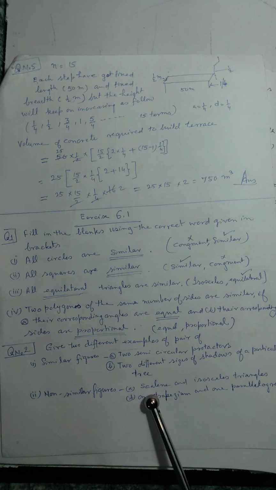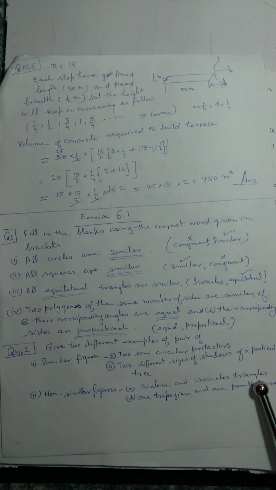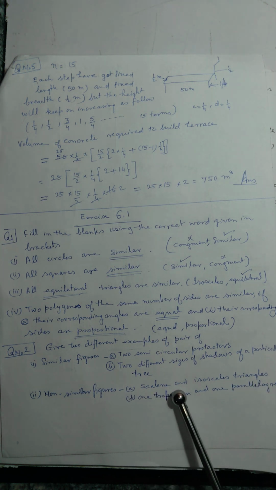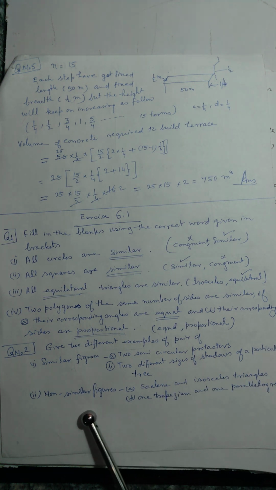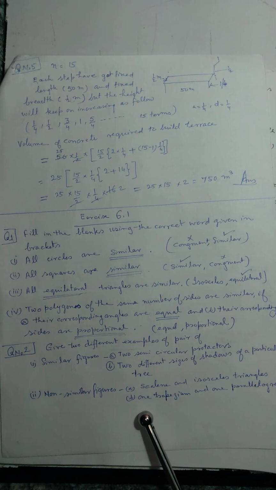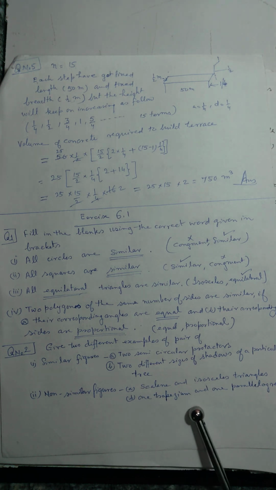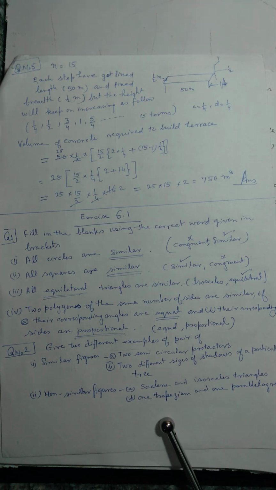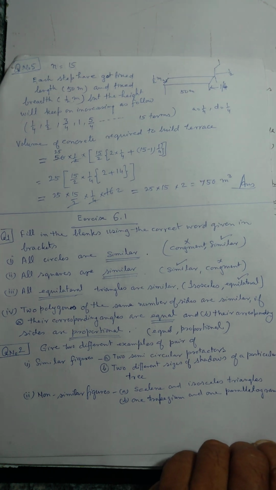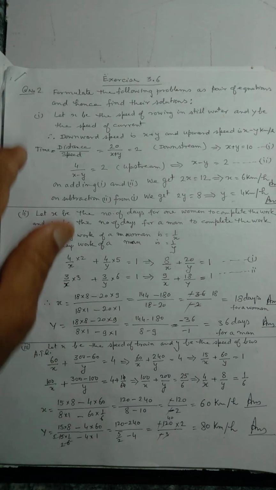Non-similar figures, we have to give two. So you see, the scalene and isosceles triangles. These two triangles are non-similar figures. Now come to part B, that is one trapezium and one parallelogram. They are also non-similar figures. Now come to question number 3.